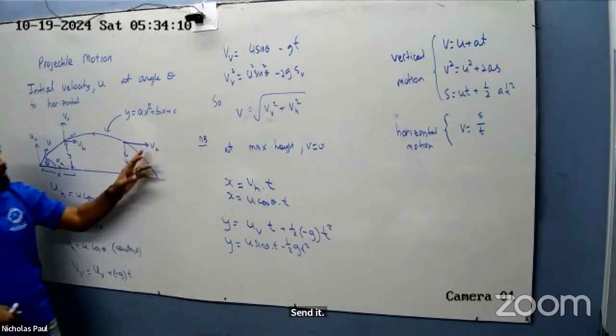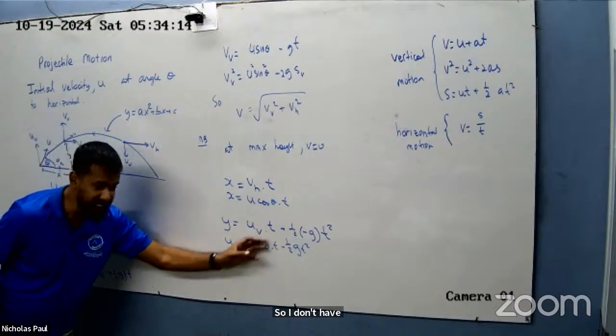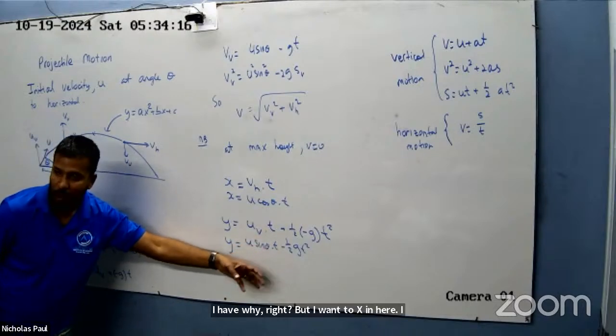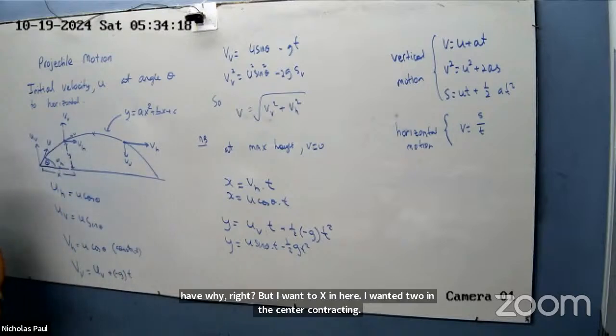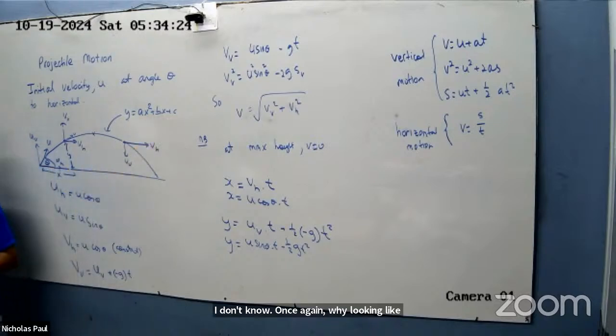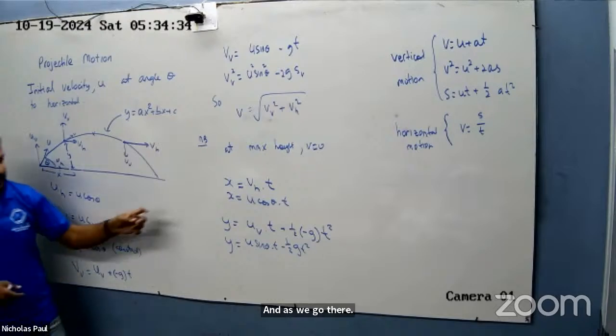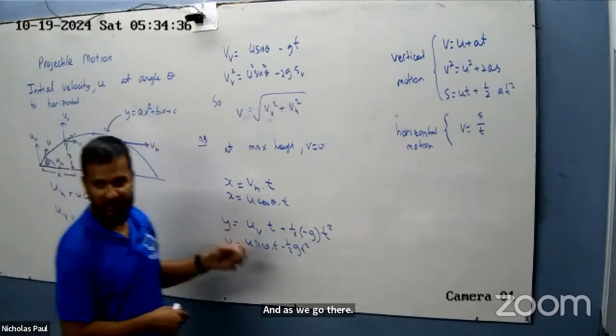So I have y, right? But I don't have x in here. I want to turn this into a quadratic. How can I do that? No, I want to get y looking like this. So what to do? We did it already, and so you compare. It's something to do with something on top of it.